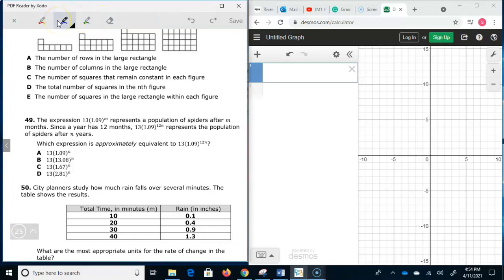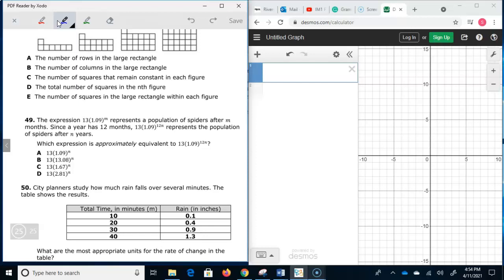The expression 13 times 1.09 to the m represents a population of spiders after m months. Since a year has 12 months, 13 times 1.09 to the 12 times n represents the population of the spiders after n years. Which expression is approximately equivalent to 13 times 1.09 to the 12 times n?